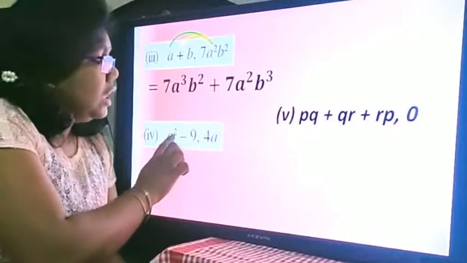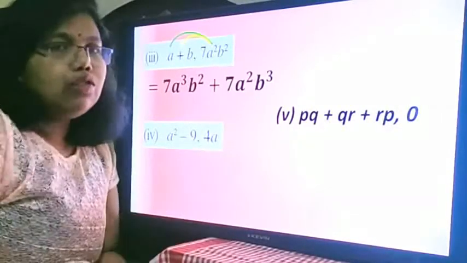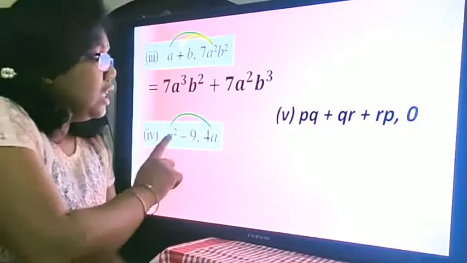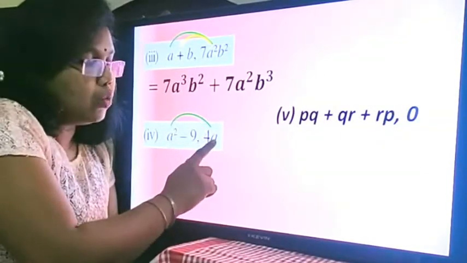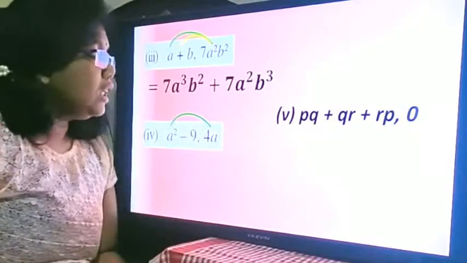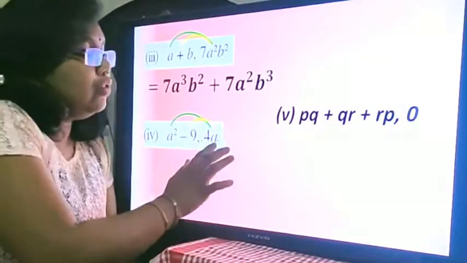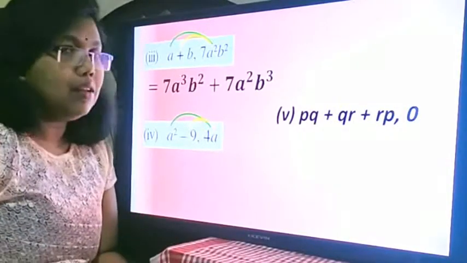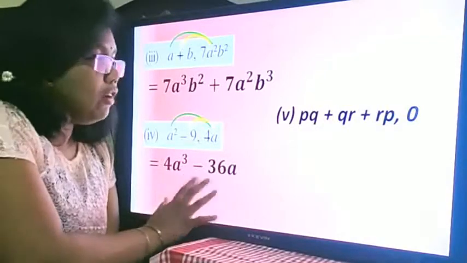Now here a square minus 9 multiplies with 4a. Again the same process, a square multiplies 4a. Since the power here is 2 and the power here is 1, the power finally would be 3, so 4a cube. And the next step would be minus 9 multiplies with 4a. So minus 9 into 4a gives us minus 36a. So this is the final answer.